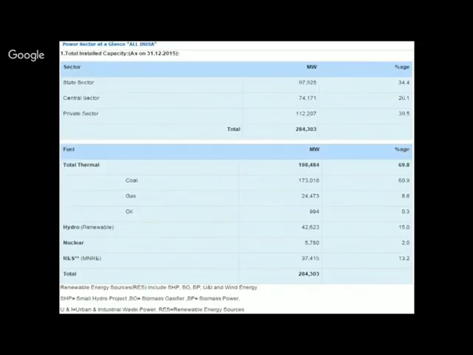And next, other renewable energy sources, like the small hydropower plants, biogas gasifiers, even wind, PV, and all those things together form around 37,415 megawatts. Now India is working on solar and wind. They are giving more stress on solar and wind.